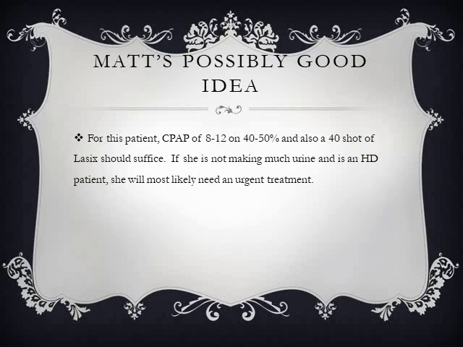So for these patients, generally, I put them on a CPAP from 8 to 12, 40 to 50% FiO2. Sometimes, if you need to go higher to maintain SpO2, then you've got to do it for the time being. And then, usually, a 40 shot of Lasix to get them peeing is what's going to benefit them. If they're not able to make urine or they're a hemodialysis patient, you're going to have to hurry up and get them up to the dialysis unit so they can get some of that fluid off.